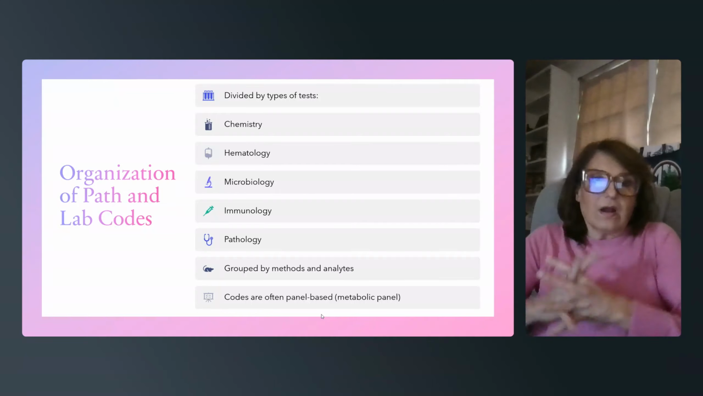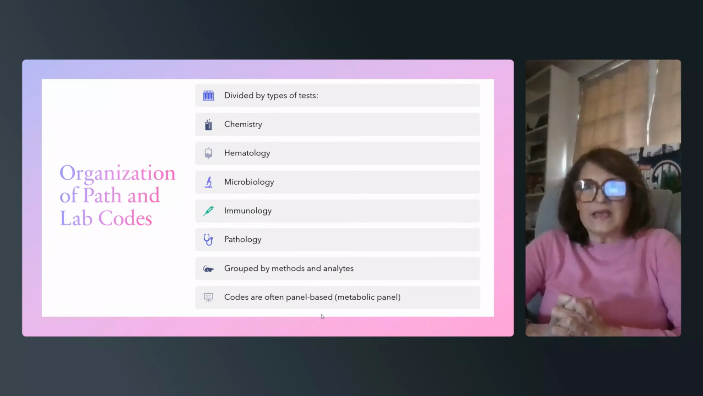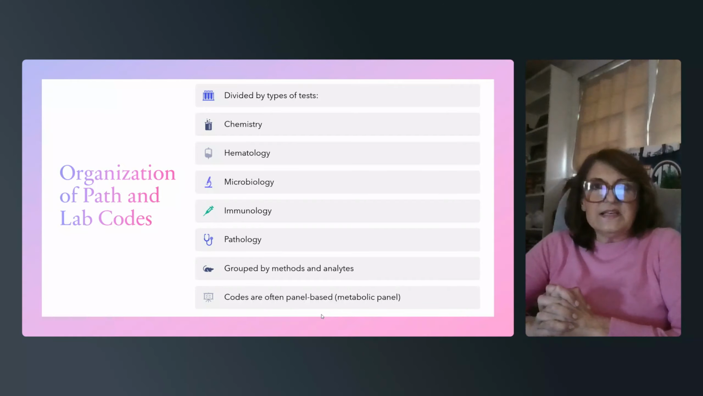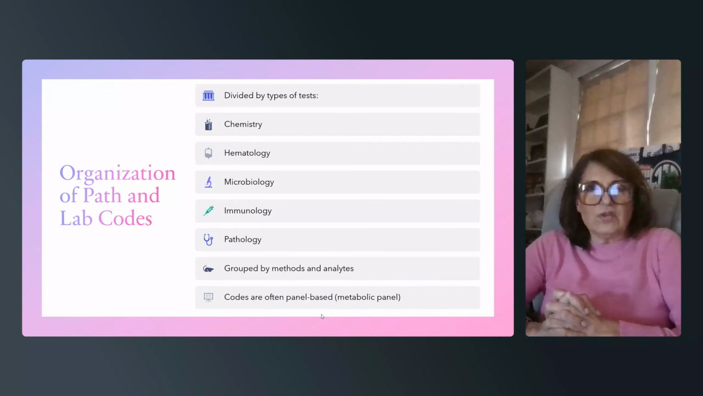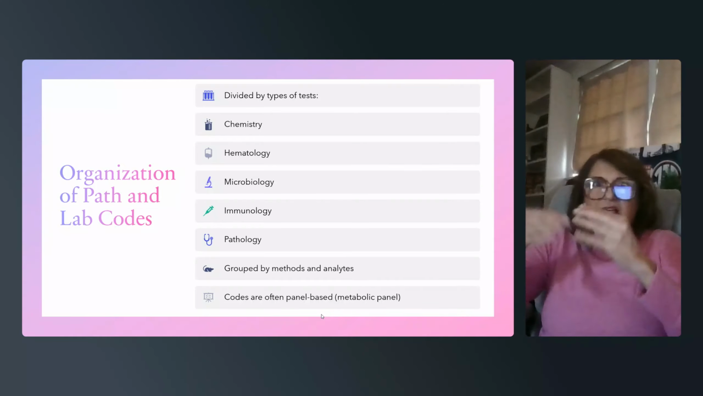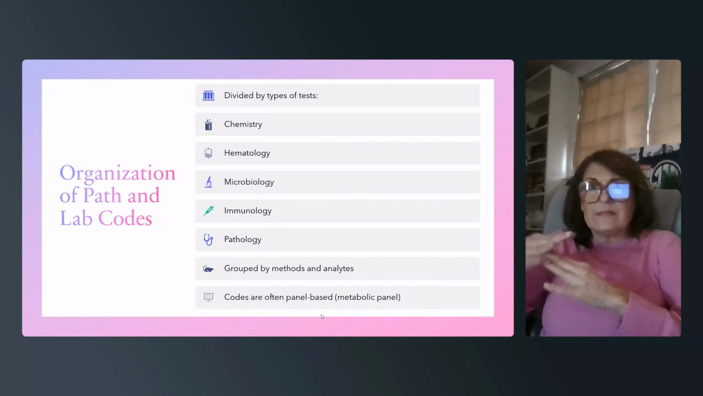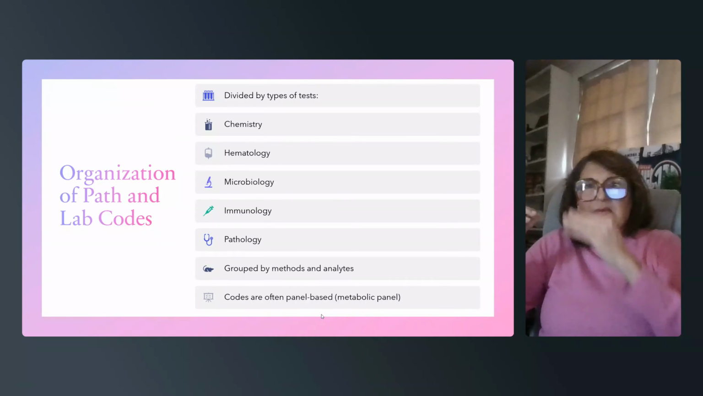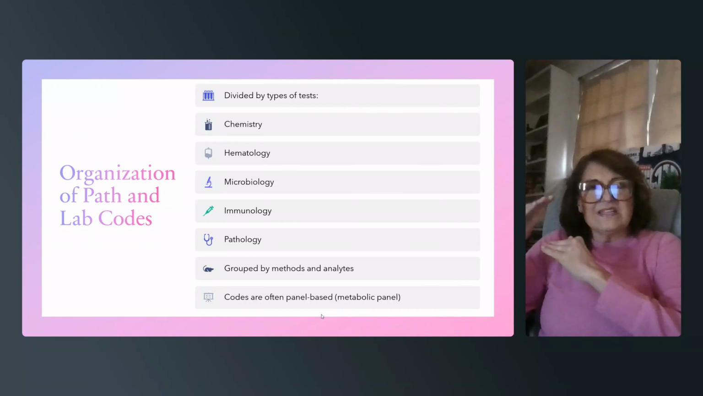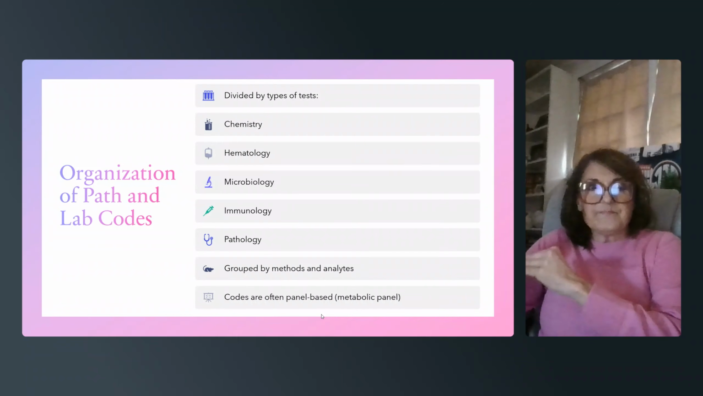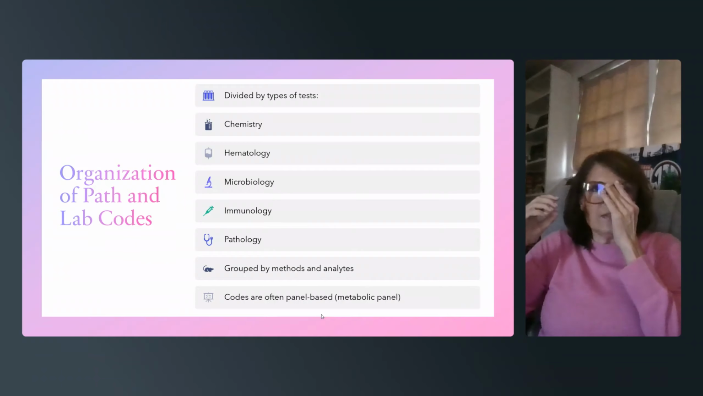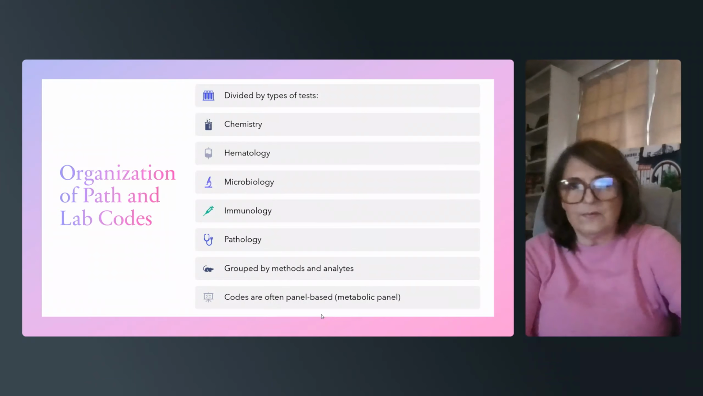Codes are often panel-based. If you look in your CPT manual at the metabolic panel, you'll see like 5 or 6 different things, maybe less, maybe more. That means that all of those tests are performed to get that one result. And so all of those tests have to be performed to code that panel.